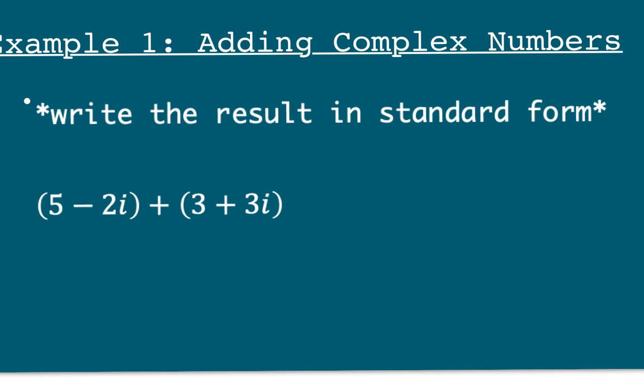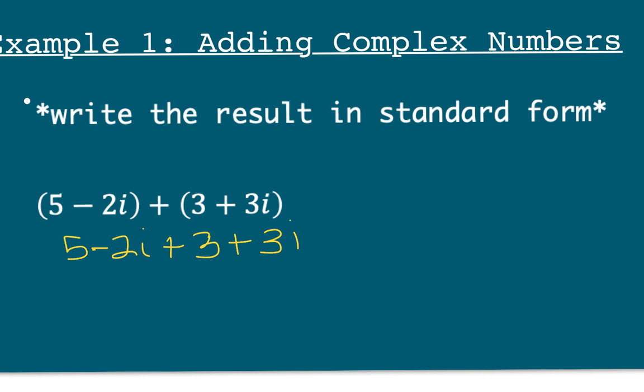So let's take a look at adding complex numbers and then writing the result in standard form. Let's add the complex number 5 minus 2i plus 3 plus 3i. So let's take it out of parentheses. So 5 minus 2i is our first complex number, plus 3 plus 3i is our second complex number.